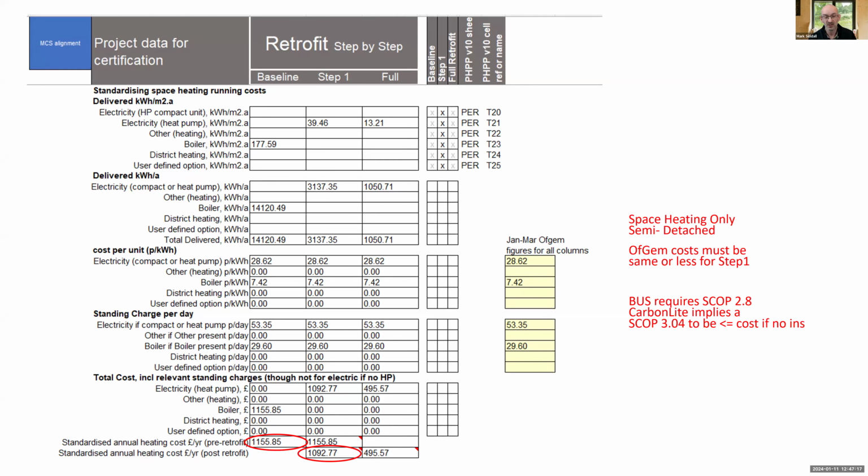And this is why working with the MCS installers and other accredited designers for the design and installation of heat pumps is so critical. There's only so much that we can do until we're in managing this process. But what have you got to say, Tim?